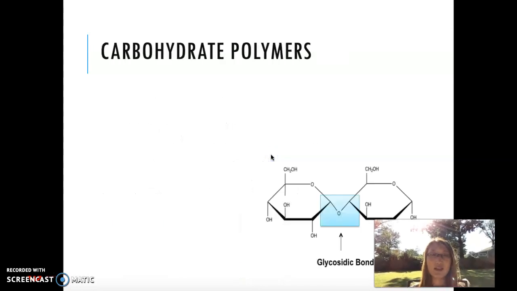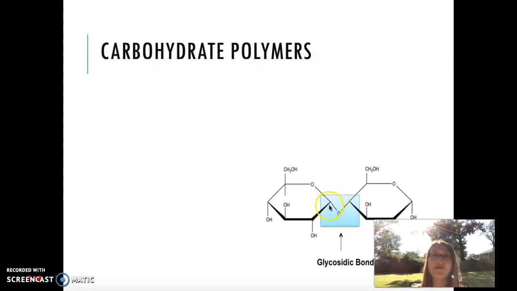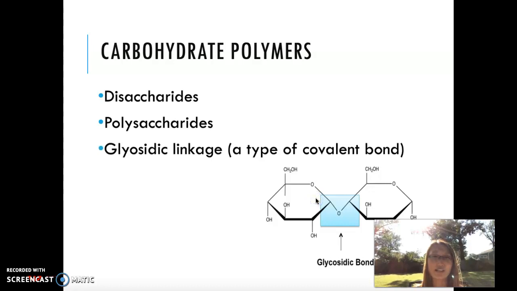Moving on. Carbohydrate polymers. So right here we have a disaccharide, and there's a bond in between these two monosaccharides, and we call that a glycosidic linkage or a glycosidic bond. It's a type of covalent bond, but it's specifically found in carbohydrates. So we have disaccharides, we have polysaccharides, and we have glycosidic linkage.